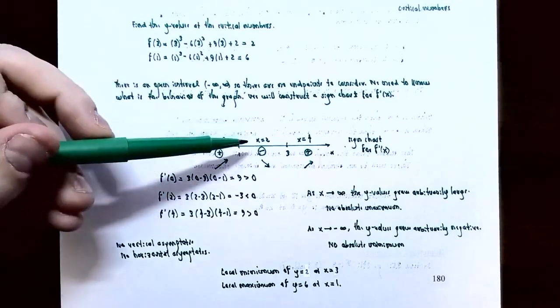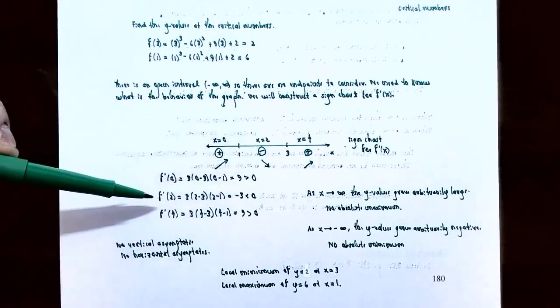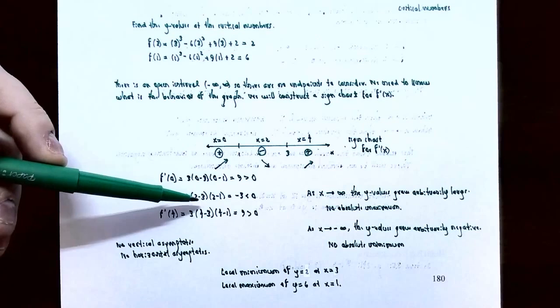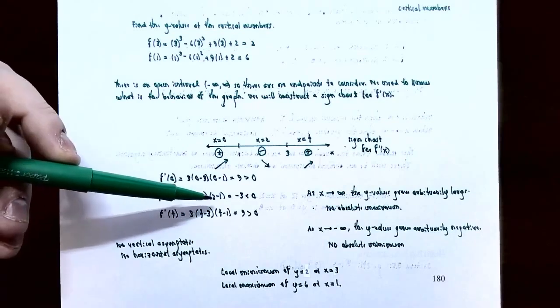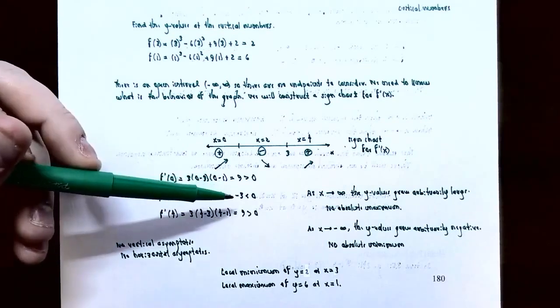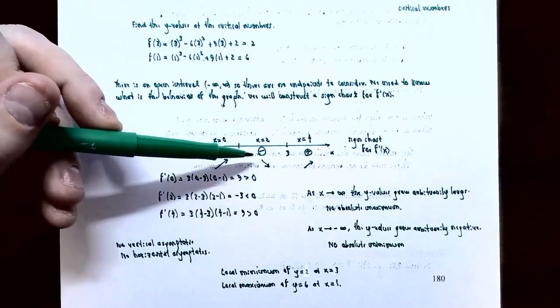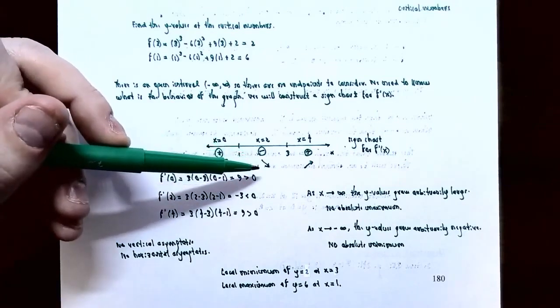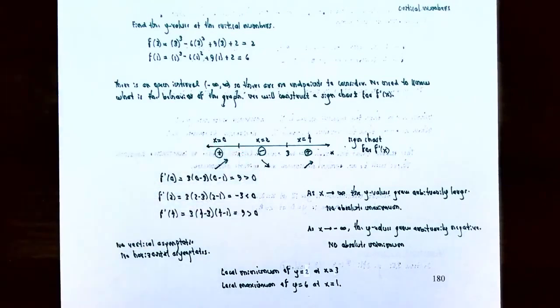Now let's try x equals 2. If you plug 2 into the derivative, you'll have 3 times (2 minus 3) times (2 minus 1). That comes out to be negative 3. So on this interval, the derivative is a negative number. That means the original function f of x is decreasing between x equals 1 and x equals 3.